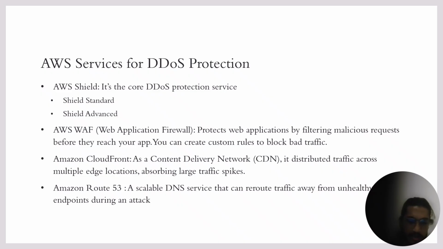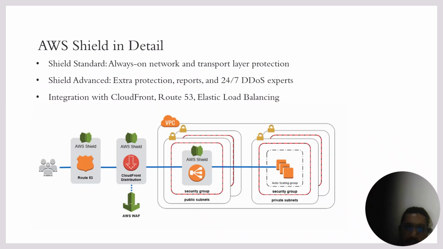AWS WAF means AWS Web Application Firewall. It protects web applications by filtering malicious requests before they reach your app. You can create custom rules to block bad traffic. Amazon CloudFront, a content delivery network or CDN, distributes traffic across multiple edge locations, absorbing large traffic spikes. Amazon Route 53 is a scalable DNS service that can reroute traffic away from unhealthy endpoints during an attack.